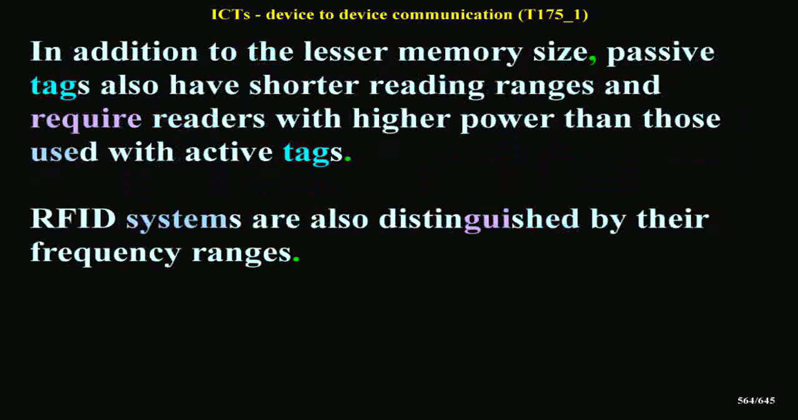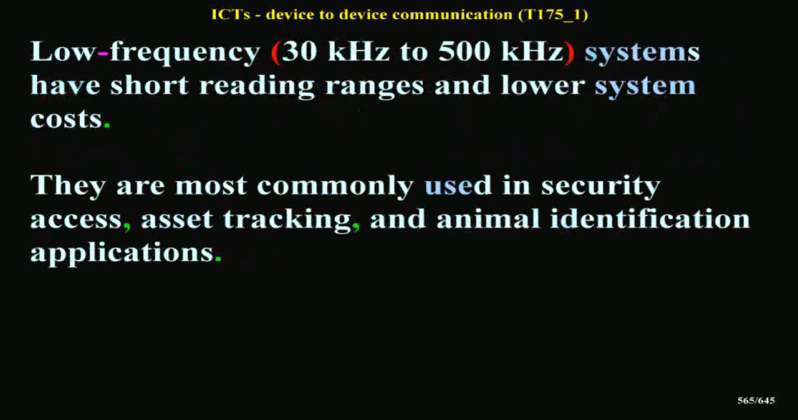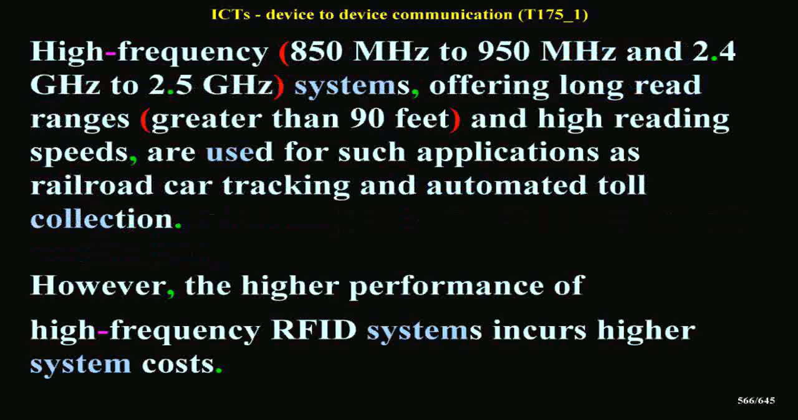RFID systems are also distinguished by their frequency ranges. Low-frequency, 30 kHz to 500 kHz, systems have short reading ranges and lower system costs. They are most commonly used in security access, asset tracking, and animal identification applications.